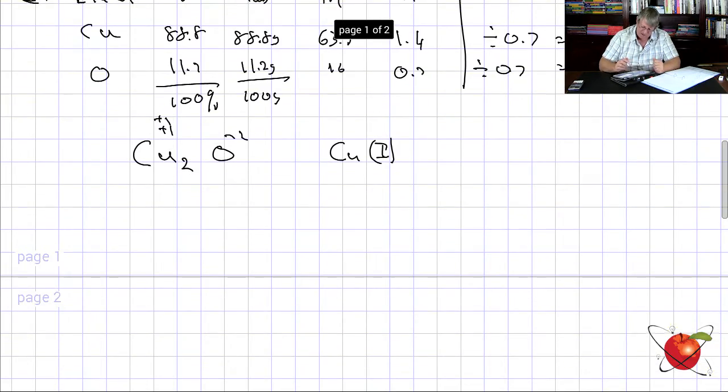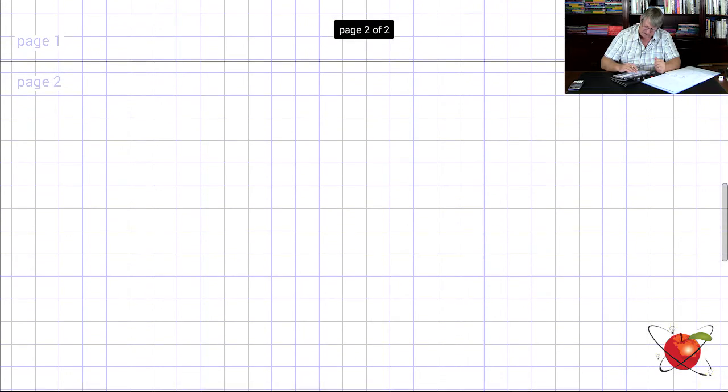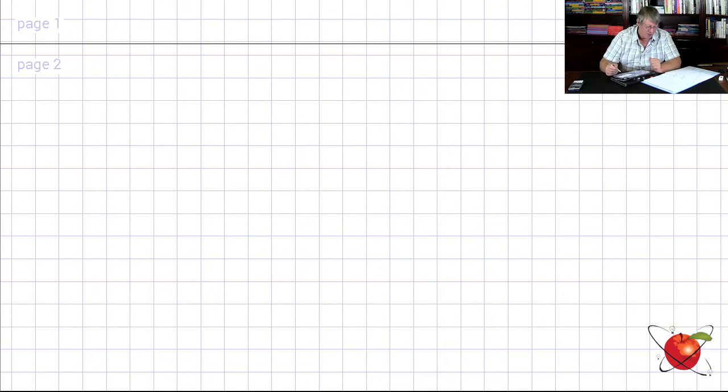Okay. The next one is question D. Okay, let's just slide up a page. Question D is chlorine and fluorine. Now, this is a weird one, isn't it? Question D is chlorine. Okay, let's just put it in the table.